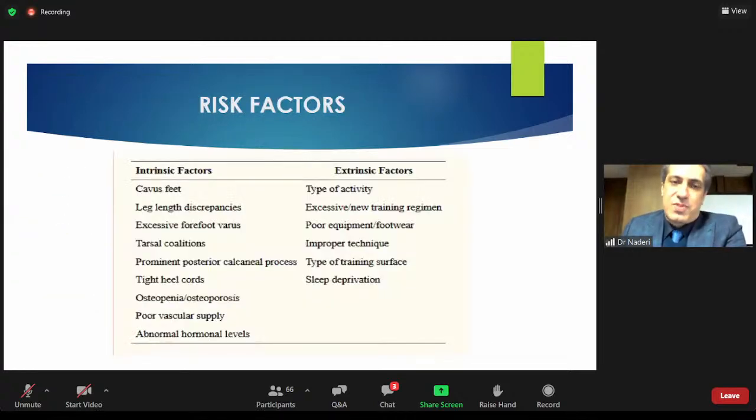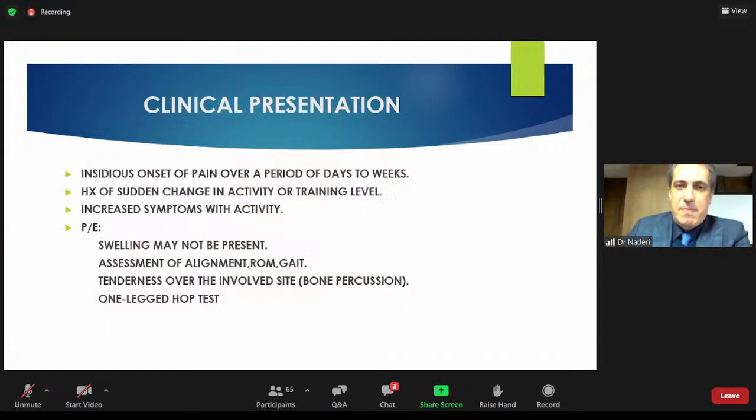There are risk factors for stress fractures in the foot area, divided into two major categories. Intrinsic factors are cavus feet, leg length discrepancies, excessive forefoot varus, tarsal coalitions, prominent posterior calcaneal process, tight heel cords, osteopenia or osteoporosis, poor vascular supply, and abnormal hormonal levels. Extrinsic factors that predispose the patient to stress fractures are type of activity, excessive training regimen, poor equipment, footwear, improper technique, type of training surface, and sleep deprivation.